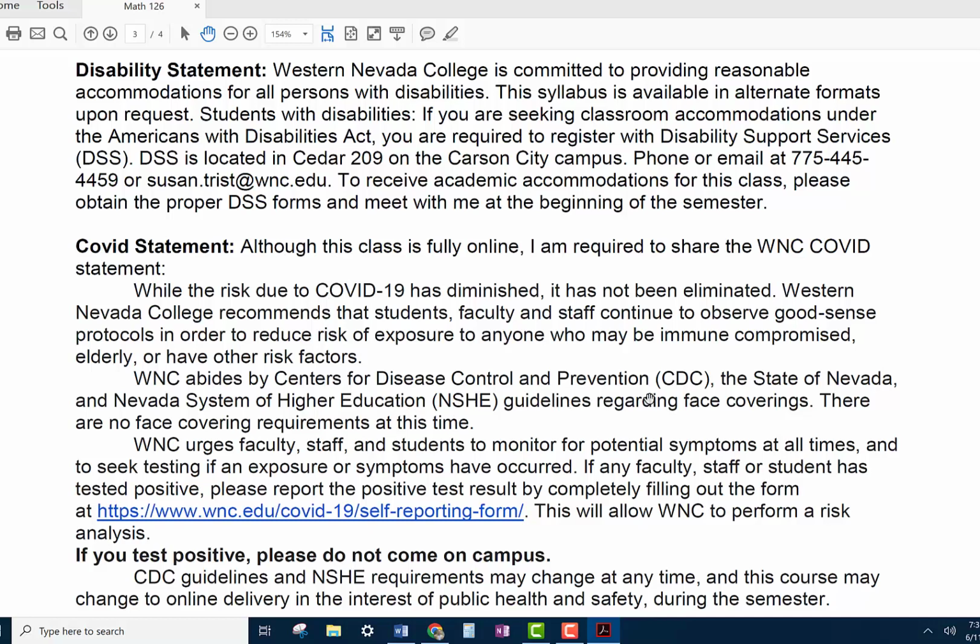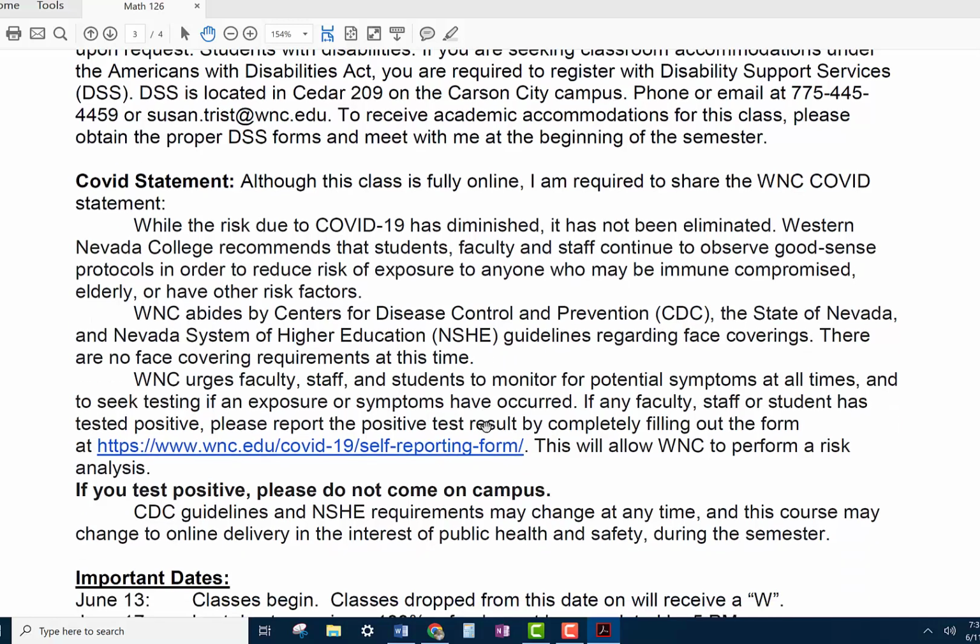So they're doing the face mask guidelines. There are no face covering requirements at this time. Hopefully it stays that way. It'd be really tough to be doing any kind of videos with a face mask on.